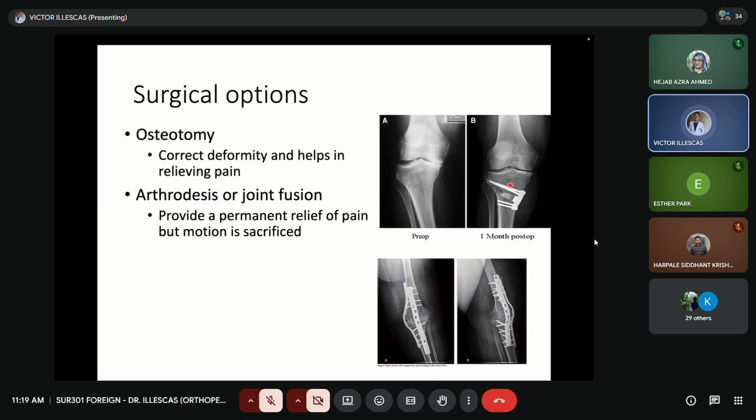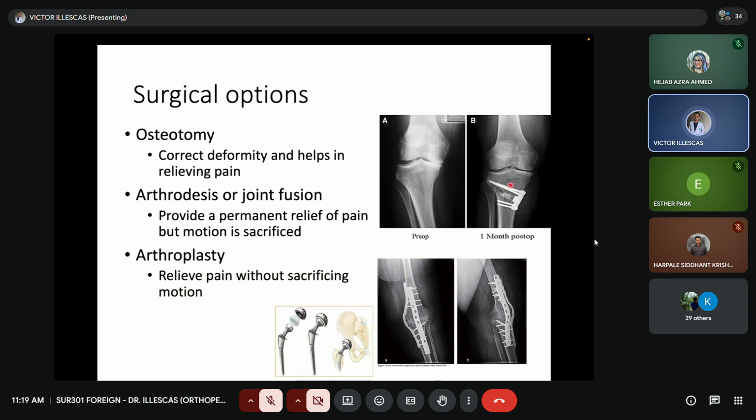We may do joint fusion or arthrodesis, wherein we fuse the segment to decrease the pain, on the caveat that the patient will not be able to move the joint. And the most common surgery for these cases is arthroplasty, wherein you replace the joint itself.